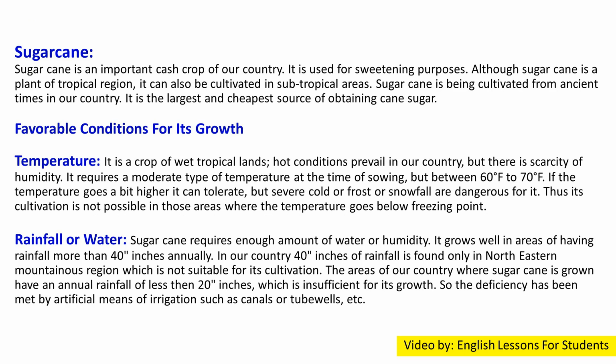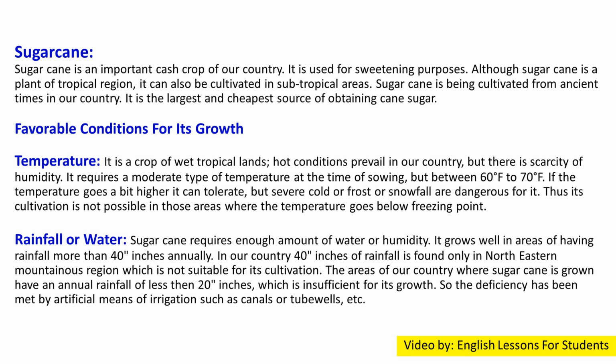Sugarcane. Sugarcane is an important cash crop of our country. It is used for sweetening purposes. Although sugarcane is a plant of tropical region, it can also be cultivated in subtropical areas. Sugarcane is being cultivated from ancient times in our country. It is the largest and cheapest source of obtaining cane sugar.